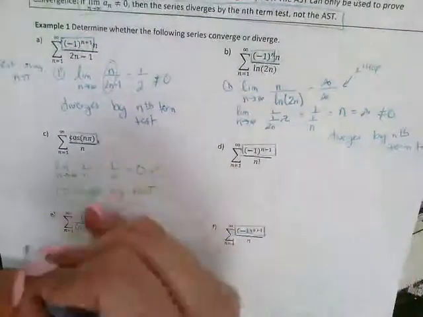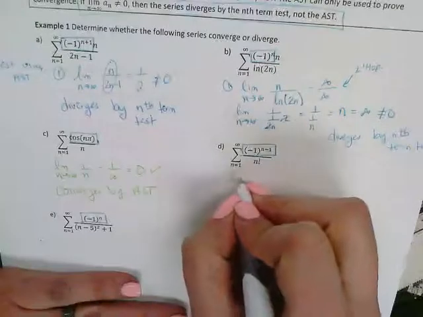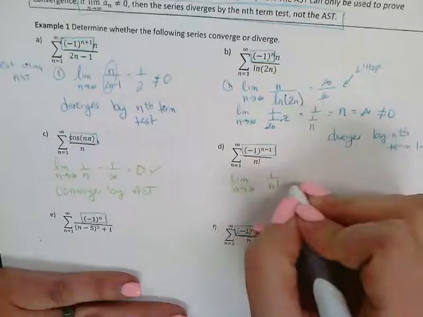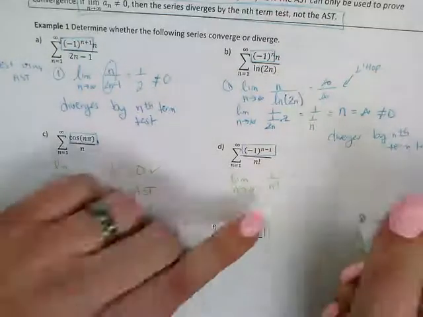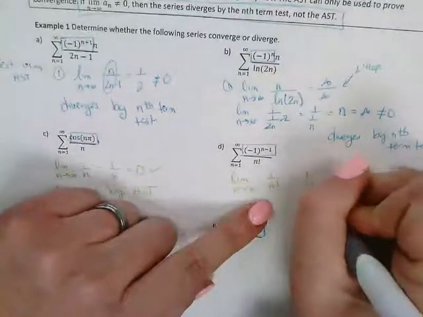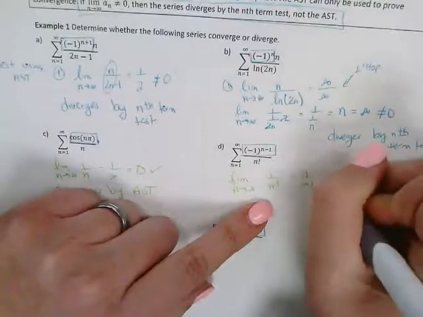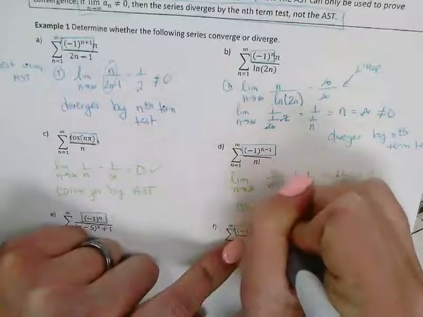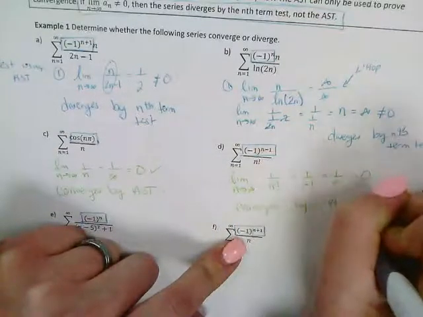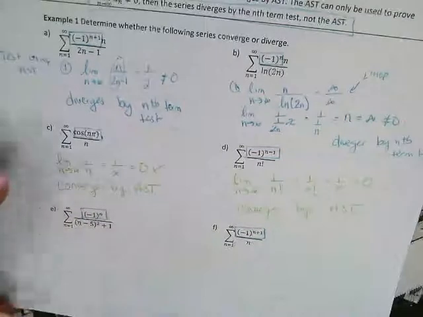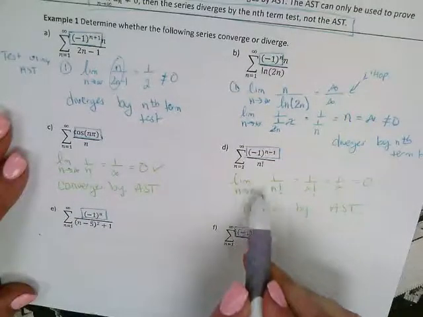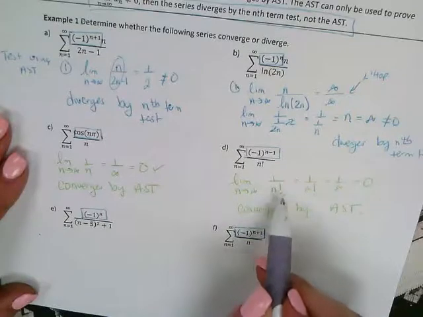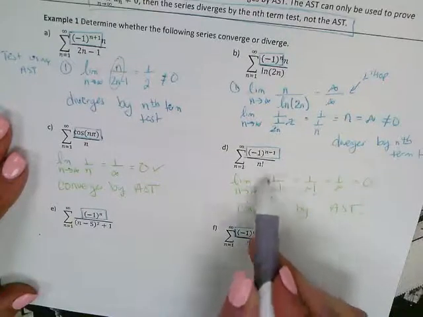Okay, this is almost identical to this one. So the limit as n approaches infinity of 1 over n factorial is just going to be 1 over infinity factorial, which is just 1 over infinity, and that's 0. And it does converge by AST. And it does satisfy the second part, because as you plug in your n values, this does get smaller.